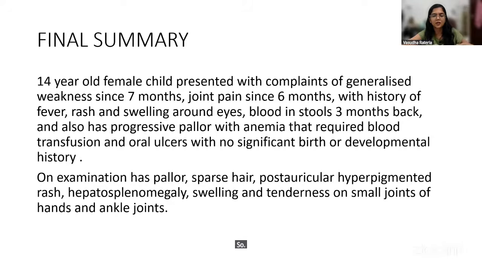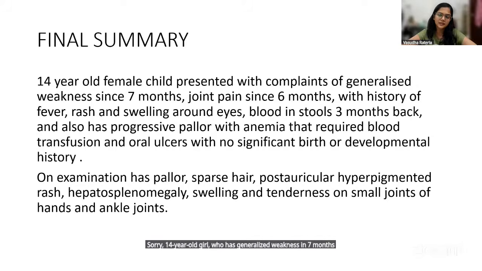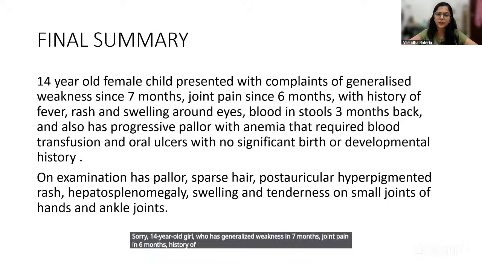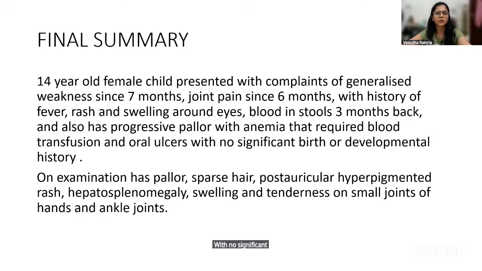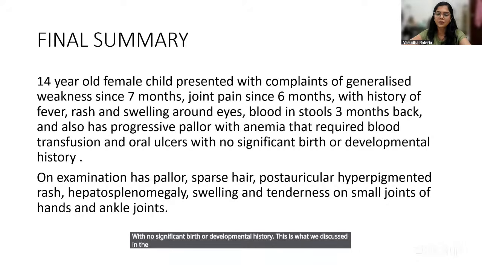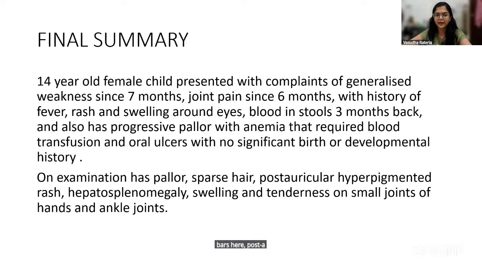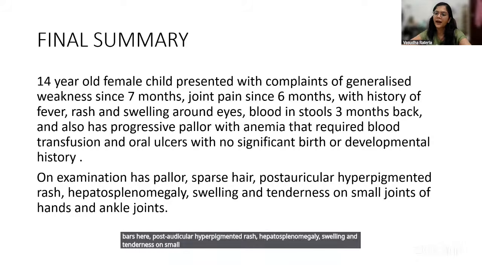So this is a 14-year-old girl who has generalized weakness for 7 months, joint pains for 6 months, history of fever, rash, and swelling around the eyes, and blood in stools, which was 3 months back. And now she has progressive pallor with anemia that required blood transfusion and oral ulcers, with no significant birth or developmental history. This is what we discussed in the history part. On examination, my positive findings are pallor, sparse hair, post-auricular hyperpigmented rash, hepatosplenomegaly, swelling and tenderness on small joints of hands and ankle joints.